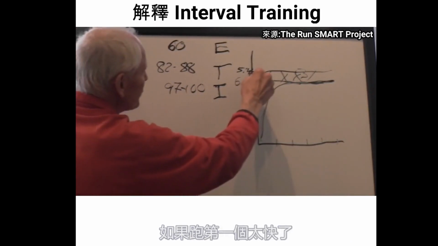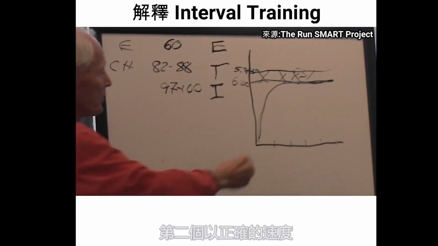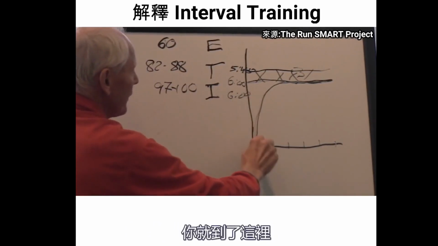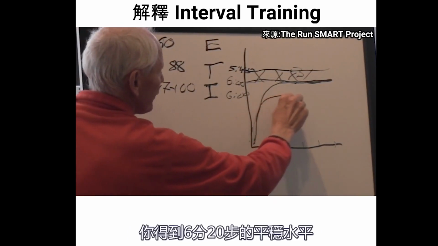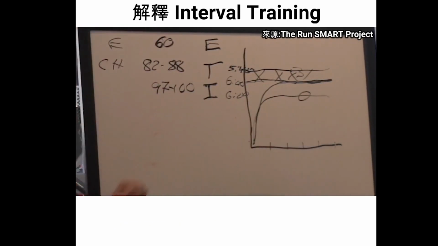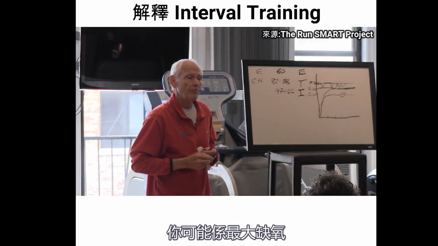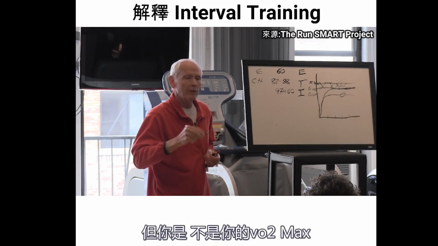So if you do the first one too fast, maybe you get the second one at the right speed, then the third one you run at 6:20 pace because you're pooped out. And you go up here and you level off at 6:20 pace and you get 0 time at your max. I don't care how bad you're hurting, you're not at your max. You might be max hurting, but you're not at your VO2 max.